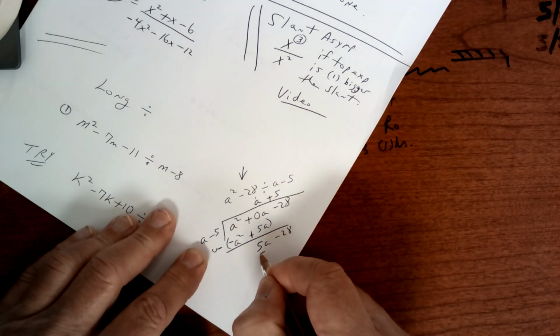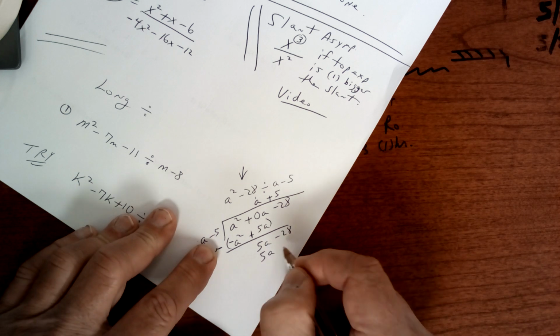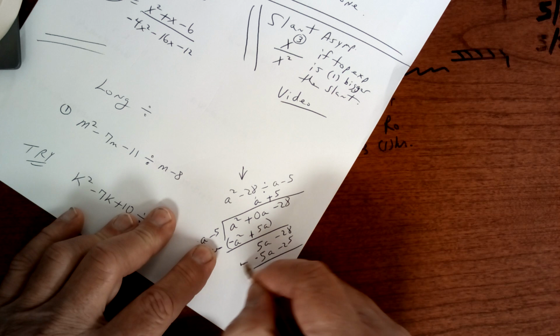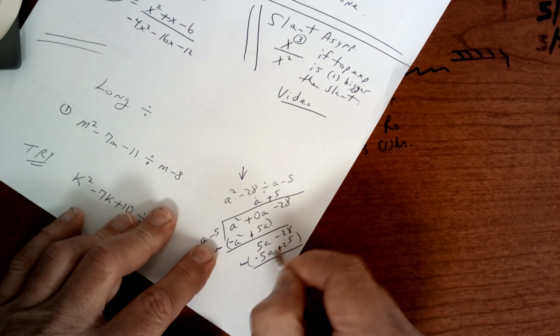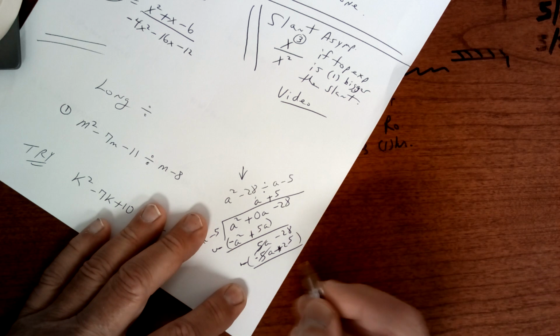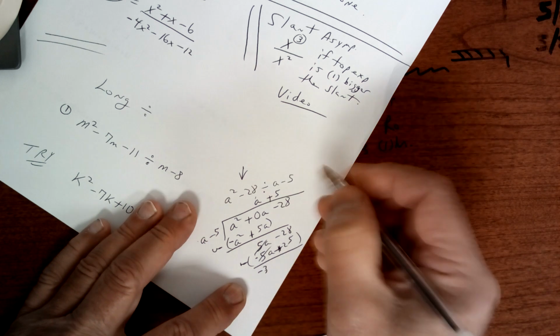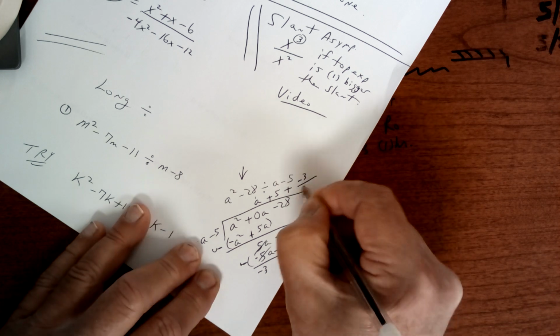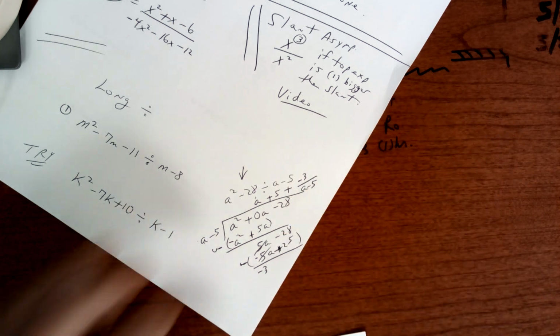And then minus 25. When you subtract, this becomes a negative, this becomes a positive, and this cancels. So you're left with a negative 3. So it's going to be all of this plus a negative 3 over your divisor, which is a minus 5. And that's how you do long division.